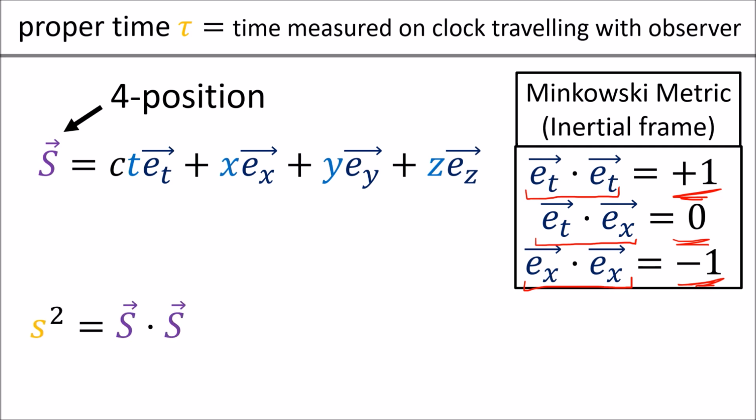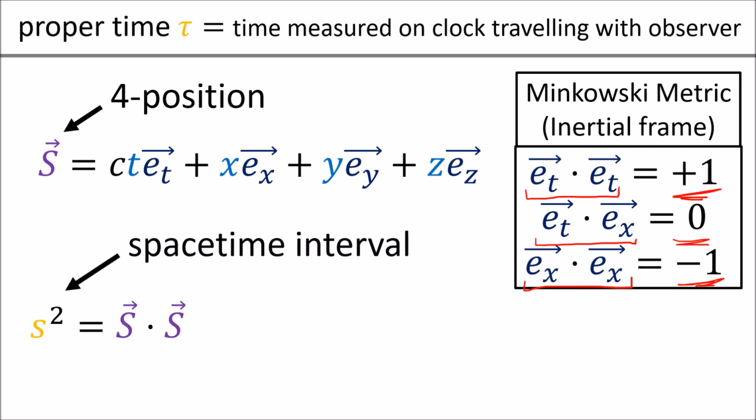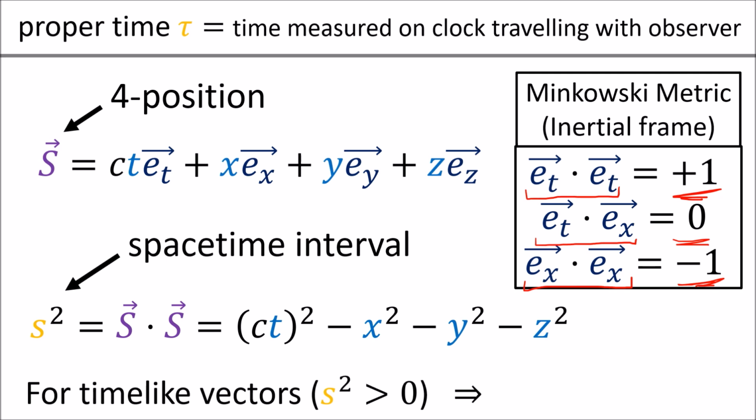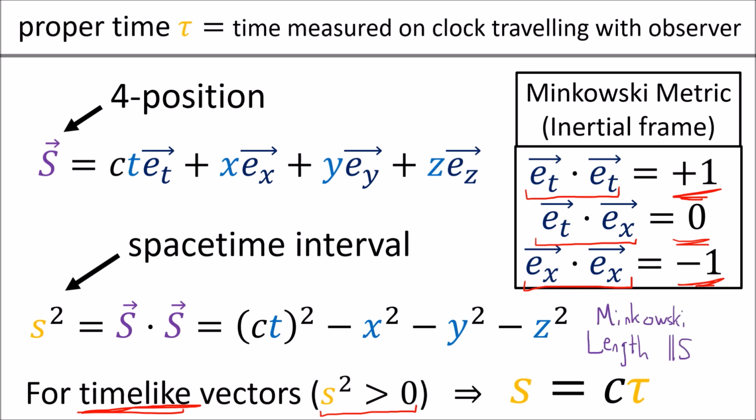From there, we defined the spacetime interval, s squared, which is s dot s, which in inertial frames is ct squared minus x squared minus y squared minus z squared. We said that a vector was time-like when s squared was greater than 0, and for time-like vectors, s is the speed of light c times the proper time tau. This is also called the vector's Minkowski length because it is calculated with the Minkowski metric.